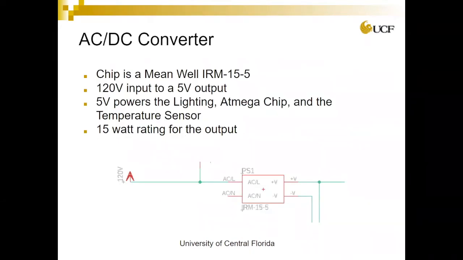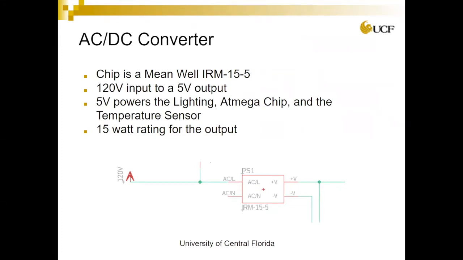As noted earlier, an AC to DC converter is needed because everything other than the heating system gets powered by a much lower voltage than 120 volts. Most of our devices are going to get powered by a 5-volt input, so we decided to use a converter that goes directly from 120 volts to 5 volts. This powers the lighting source, the temperature sensor, and the Atmega chip.